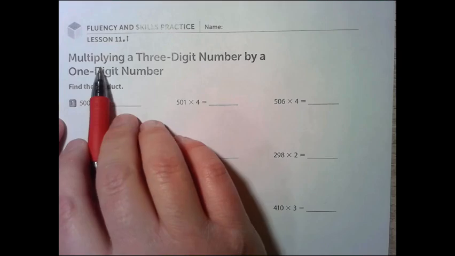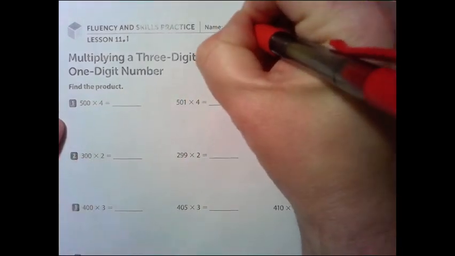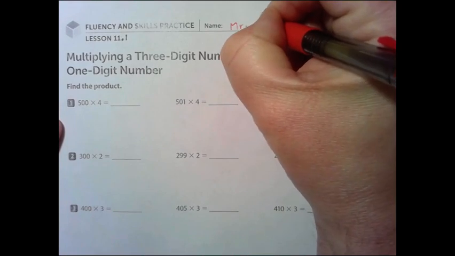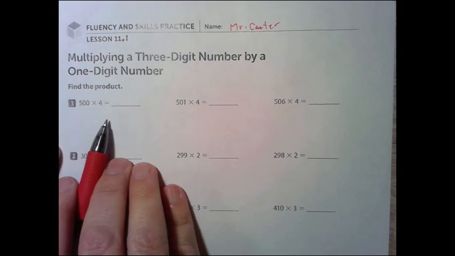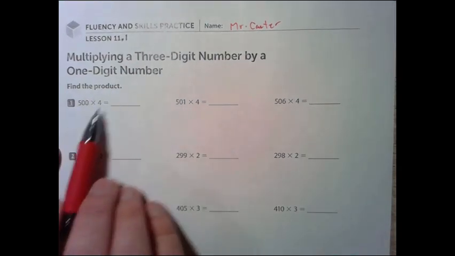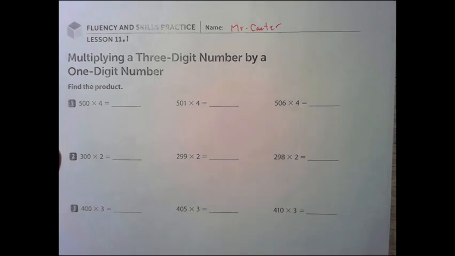This one is multiplying a 3-digit number by a 1-digit number. So go ahead and put your name on this if you haven't yet already, and let's begin. All right, so we're asking again to multiply 3-digit numbers by 1-digit numbers. I'm going to use various strategies for these, and I'll talk about them as we go through them.